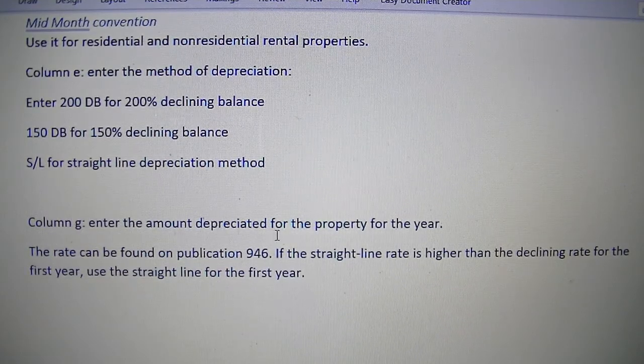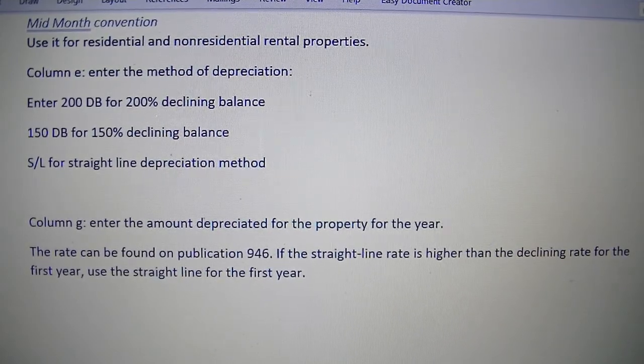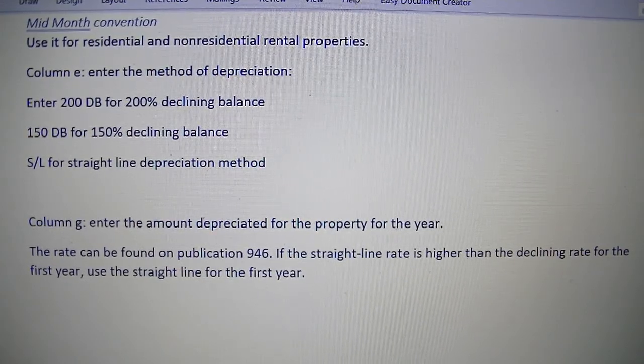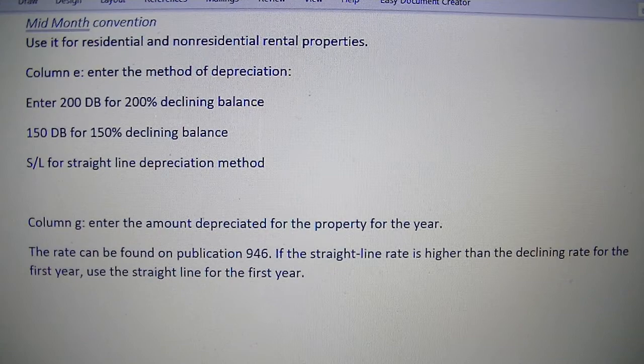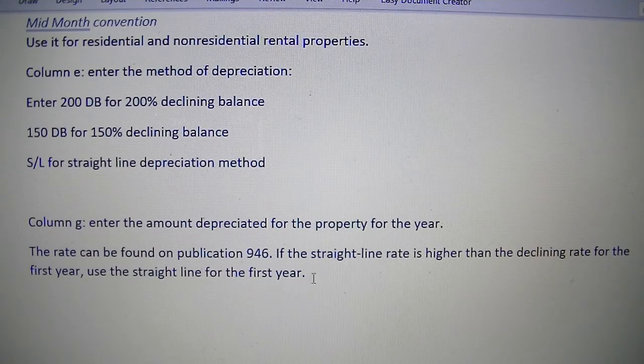So enter the depreciation deduction, and there is a rate table at the end of the IRS Publication 946, which has the rate tables, and you will use the rate tables to find the rate you will use for each one of the assets we are going to depreciate. So if the straight line rate is higher than the declining rate for the first year, use the straight line for the first year. Okay.